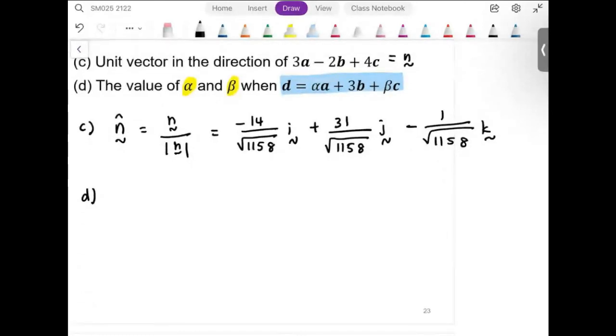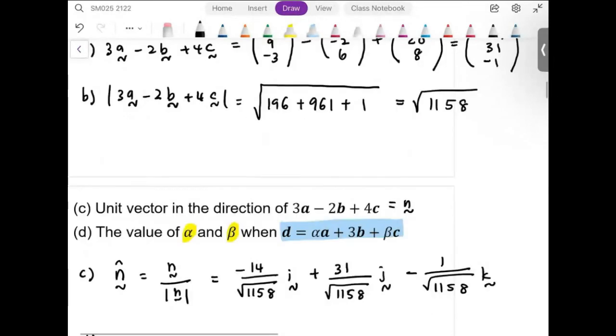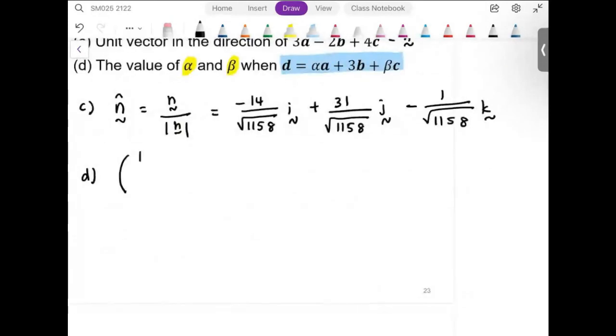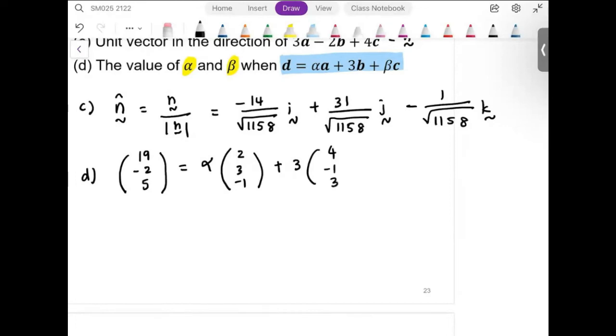Okay, so kita convert satu-satu. Kita ada D tadi, D dalam soalan dia dah bagi kan, 19, negative 25. Okay, salin je. 19, negative 25, equal to, alpha A, vector A is 2, 3, negative 1, plus 3B. So 3 times 4, negative 1, 3, plus beta C. C is negative 3, 5, 2.